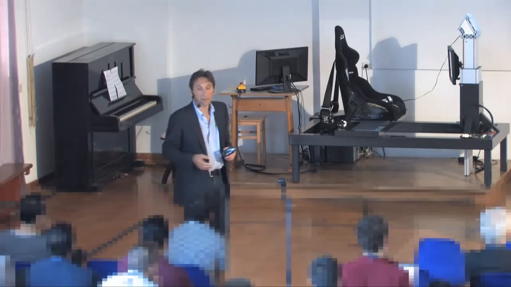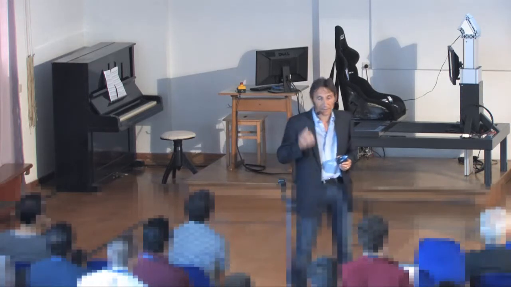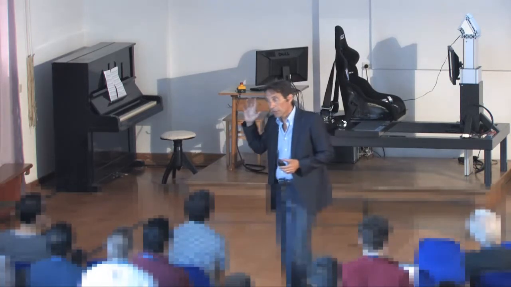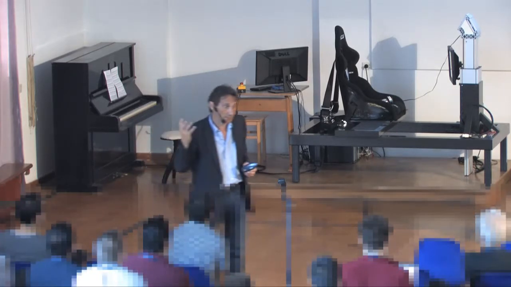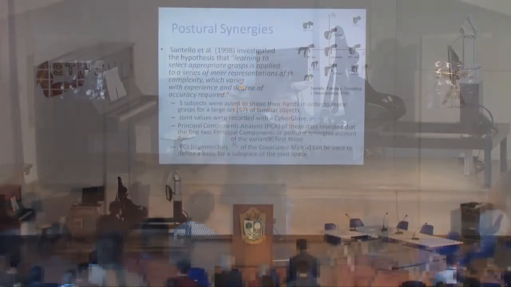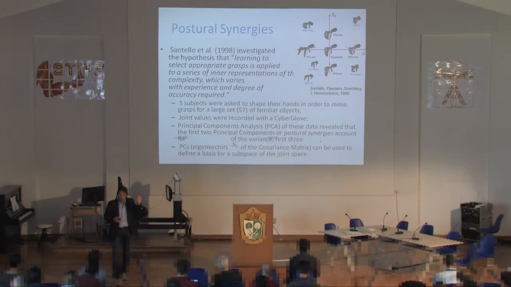And the first 3 could account already for 90% of the variance of the data, meaning roughly that 3 degrees of freedom would be already enough to do 90% of the grasps, very roughly. So principal components are really eigenvectors of the covariance matrix, and they can be used to define a basis for the subspace of joint space, for coordinating the joints.